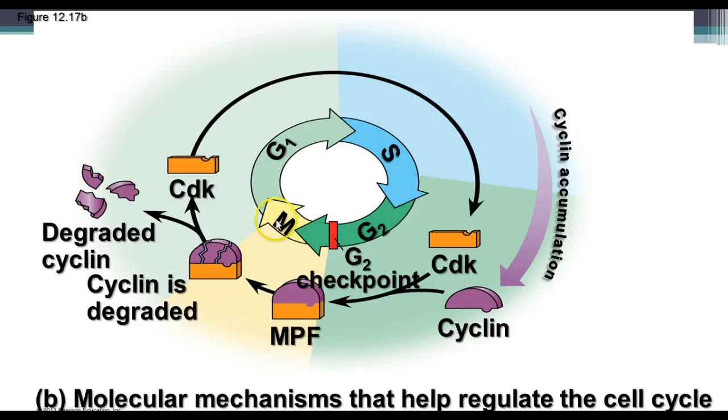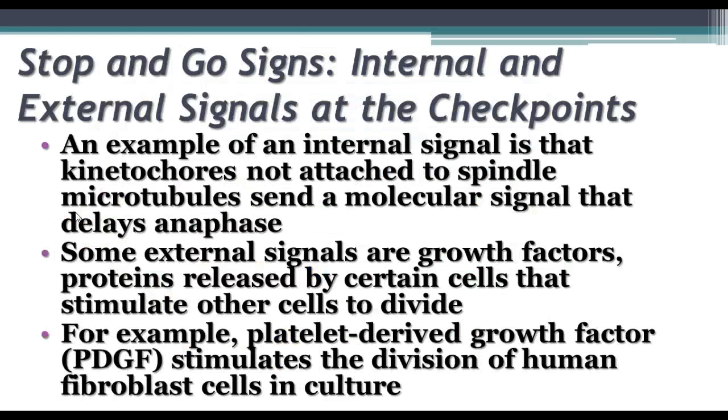Once mitosis has begun and is pretty much on its way, then the cyclin starts to break down, releasing the CDK, and that's what stops the process from continuing. There are internal signals and external signals that can affect this. Internal signals would include things like the kinetochores not being attached, or something wrong with the DNA copying and so forth. Some external signals would be growth factors that either stimulate cells to divide or not to divide.